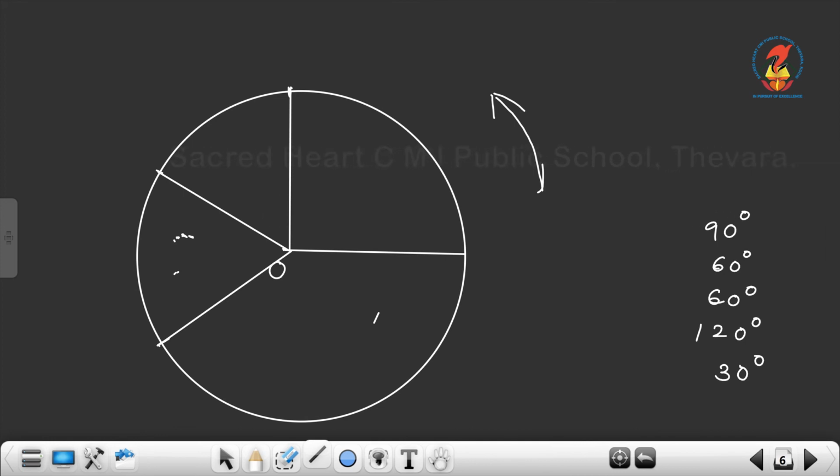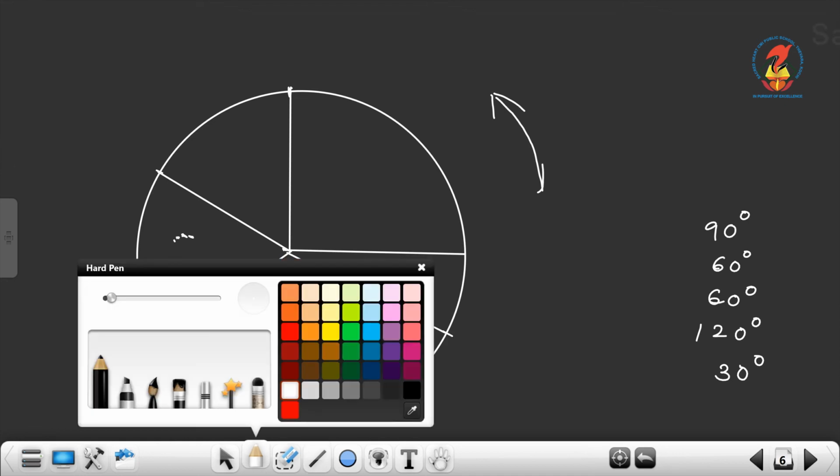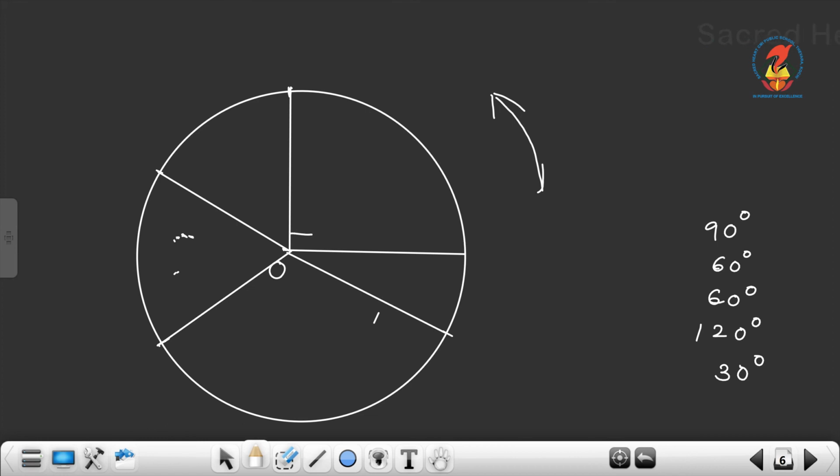So this one will act as the baseline. Keep the protractor in this way. The inner scale 0 coincides with this line. So 120 will come here. Then join this point and the center. And the remaining will be 30 degrees. So we can mark the angles. The first one is 90 degrees, second one 60 degrees, this one is also 60 degrees, the fourth one 120 degrees, and this one will be 30 degrees.